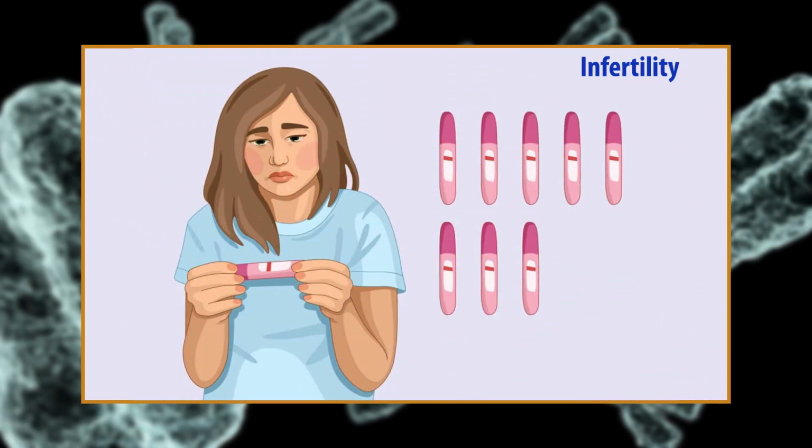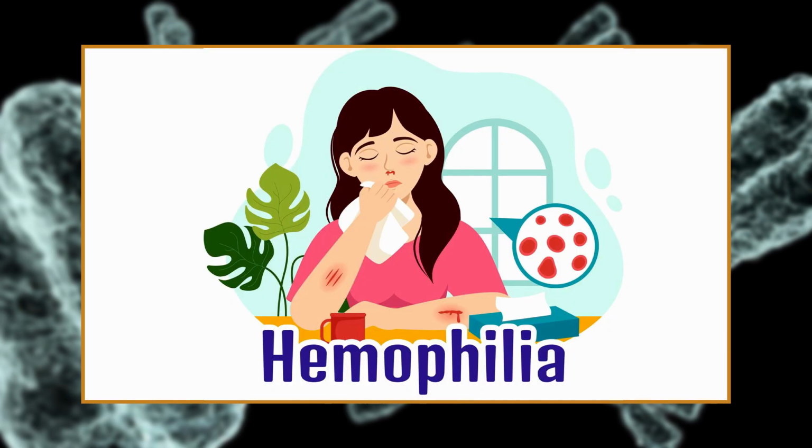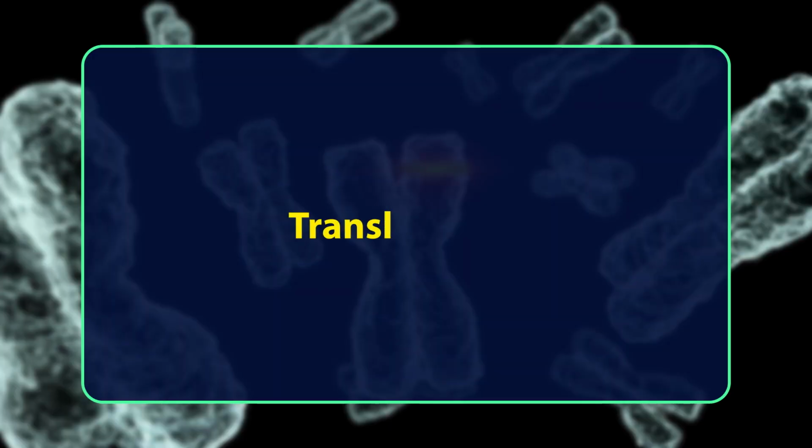In humans, some cases of infertility, miscarriages, or disorders like hemophilia have been linked to chromosomal inversions. Another well-known example is chromosome 12 inversion, linked to extreme height in certain individuals. They are taller than normal. Now moving on to translocation.